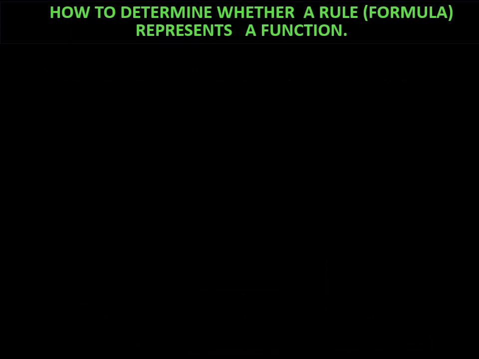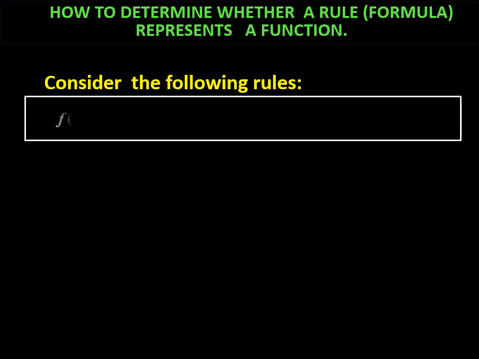Now we're going to look at a few rules to show you, from the rules, whether you can determine whether that rule would represent a function or not. Look at the first one. f(x) equal to square root of x, where x is greater or equal to 0. That means x can be any positive value. Let's input a positive value. Let's take an easy one first. 4, square root of 4, only one output.